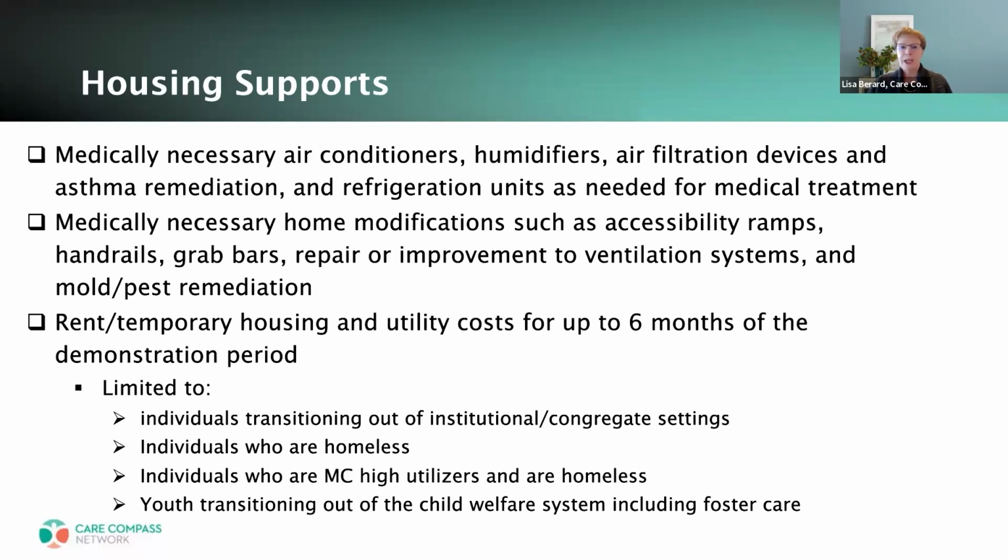A rent and temporary housing service that can include utility costs for up to 6 months of the demonstration period. And this is limited very specifically to individuals transitioning out of institutional or congregate care settings, individuals who are also deemed to be homeless, high Medicaid utilizers who are homeless, and youth who are transitioning out of the child welfare system, and that is inclusive of foster care.